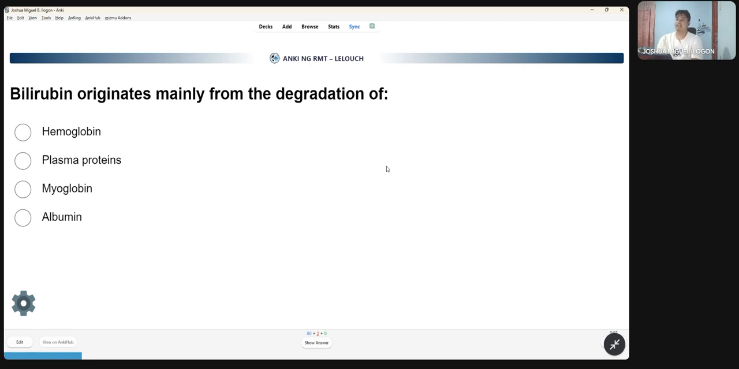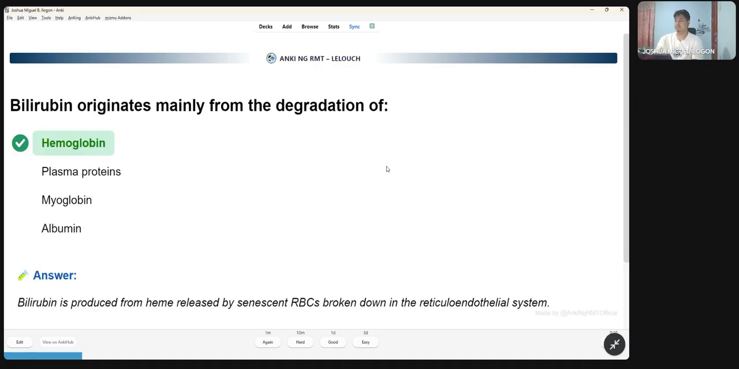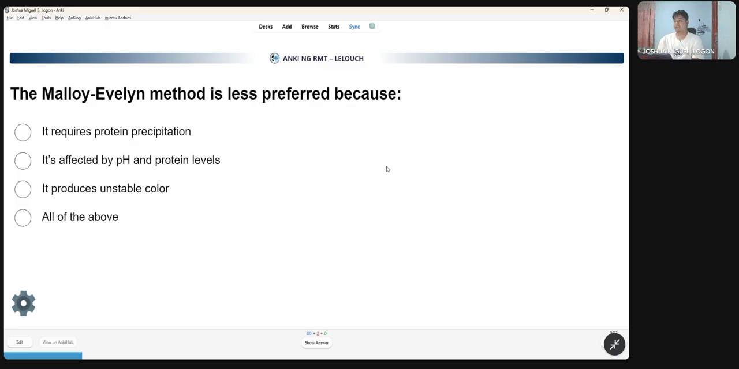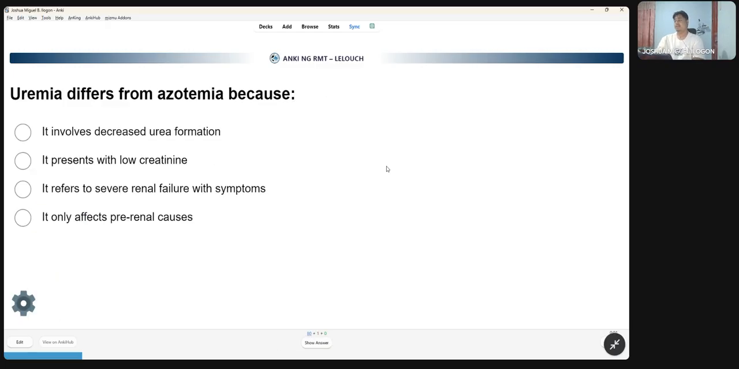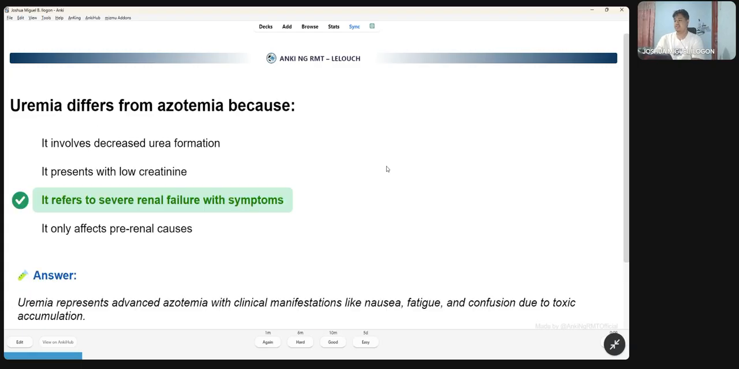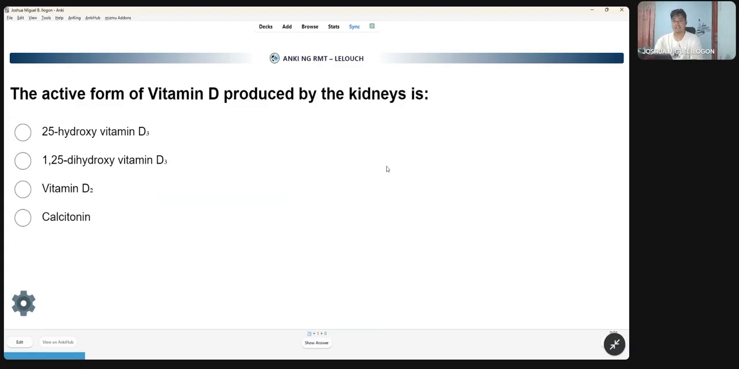Bilirubin originates mainly from the degradation of hemoglobin. The Malloy-Evelyn method is less preferred. Uremia differs from azotemia because it is severe. It's still pre-renal, but it's severe. No, it's renal, but it's severe.